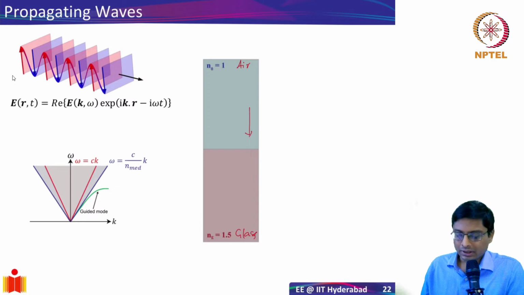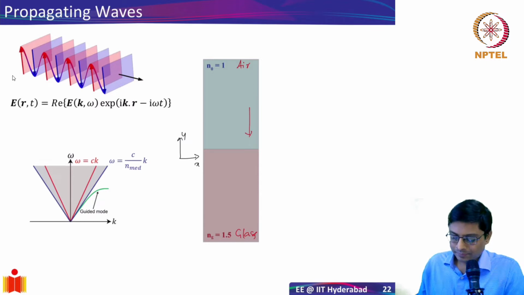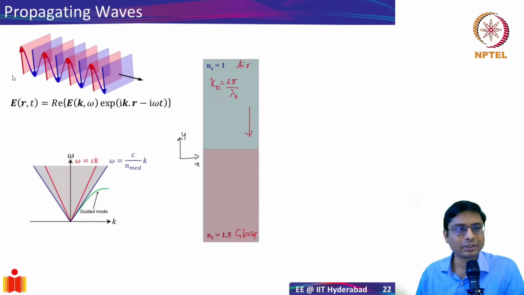The general equation for an electromagnetic wave is already given here. More specifically, if I put an axis here, x and y, it's propagating in the y direction, downwards. So in the air medium, where the refractive index is 1, we can define a wave vector k0, equal to 2 pi by lambda naught, where lambda naught is the wavelength in air or free space.